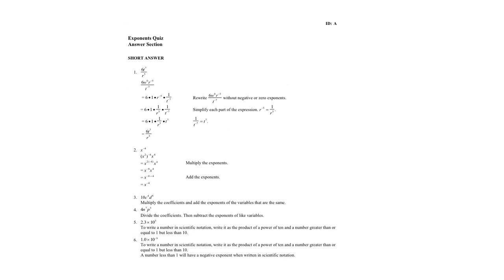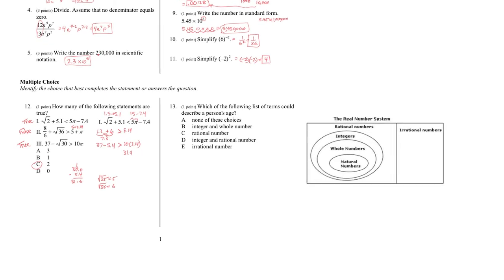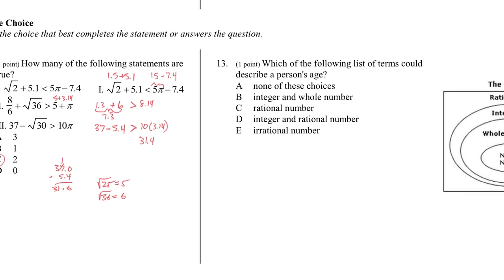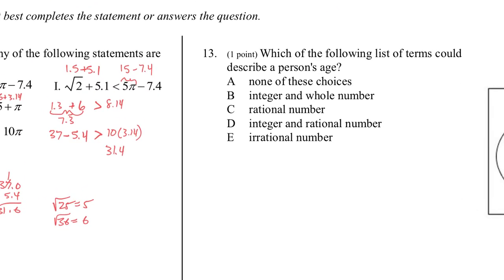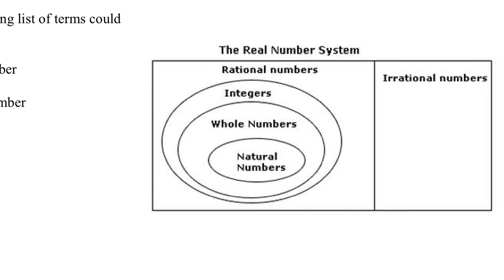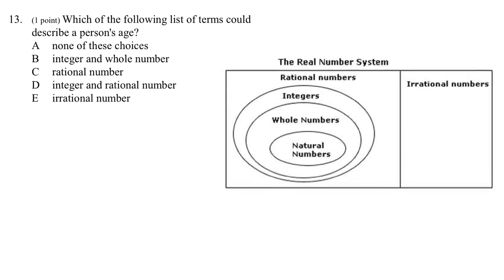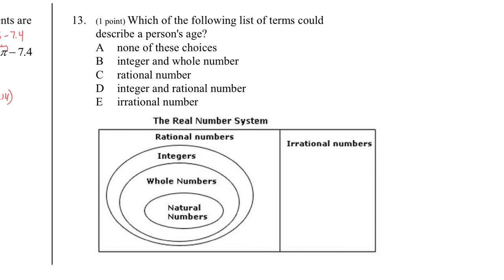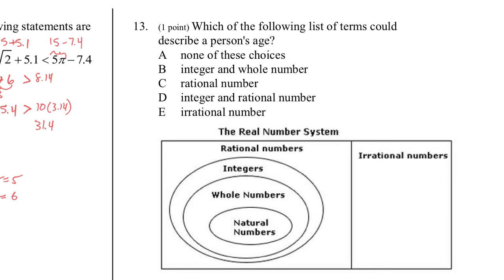Okay, so we have this one. Which of the following list of terms could describe a person's age? Well, if we know this right here, the real number system. I'll slide it over here. A person's age is going to be an integer, right? It's not. It's going to be a whole number. It's going to be a natural number. No, it's going to be a whole number because it can start with 0. Remember, these start with 0, 0, 1, 2, 3, 4, 5, 6. So it's whole numbers right here.